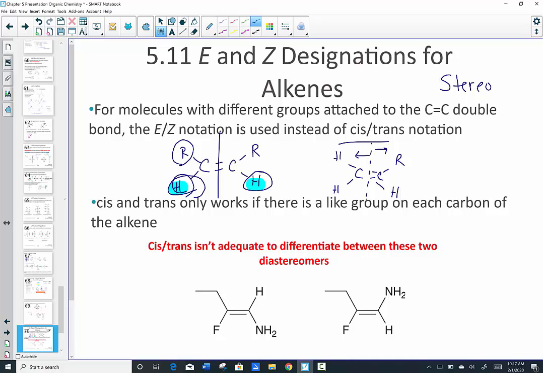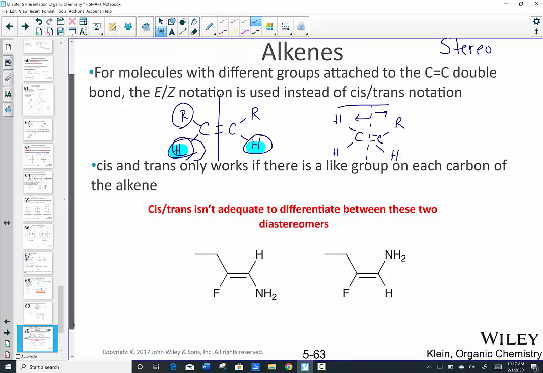Cis and trans only works if there's a like group on each carbon atom in the double bond. And that's what I'm emphasizing here, a like group. So if I have two hydrogens, I can find cis or trans. But if I don't have two of the like groups, and I mean the two carbons in the double bond have to have something the same of those four attachments in order to make a cis-trans work.